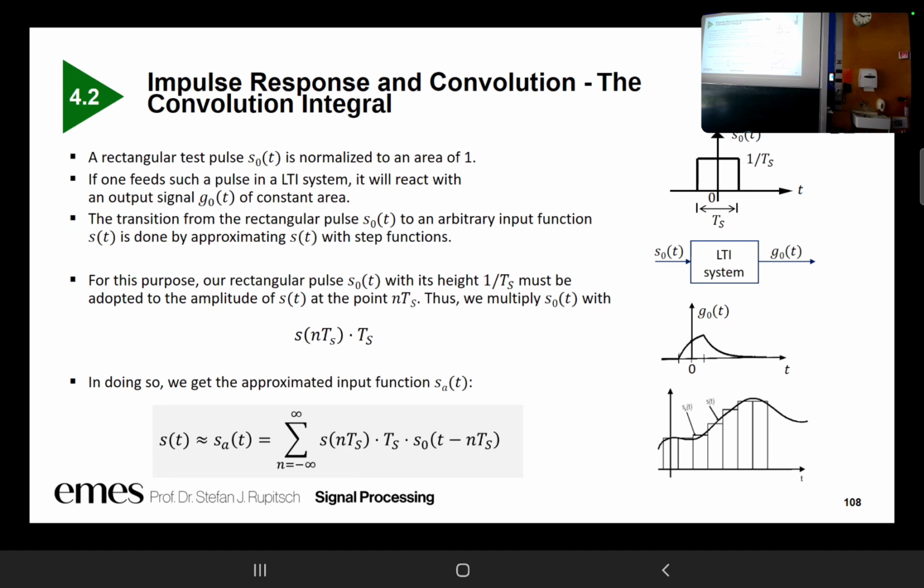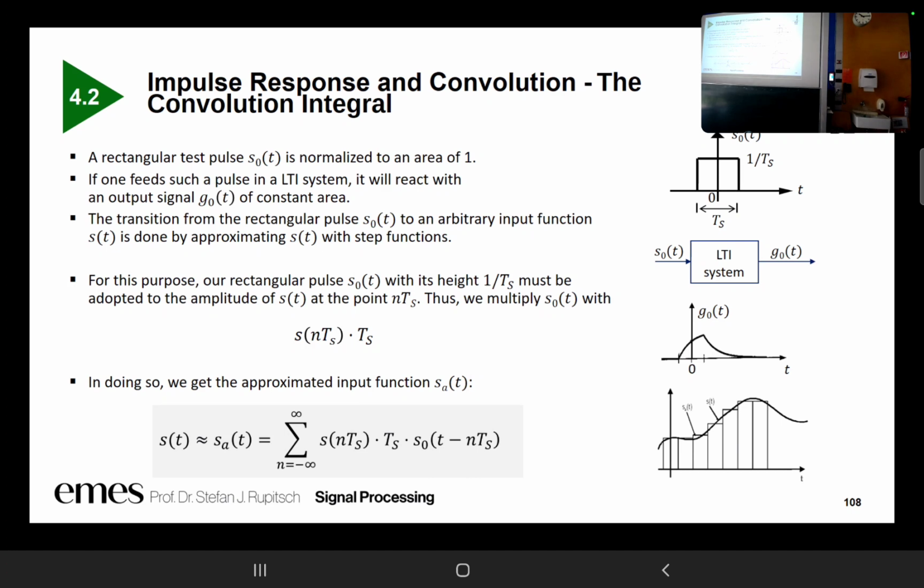This is written here. We have the sum of the center points times the length, and here we have the shifted version from S0. But this shifted version from S0 only refers to the shape of the curve, which we assume. This is the rectangular function S0, the unit rectangular function featuring the area 1, and S is the original function which serves as input.